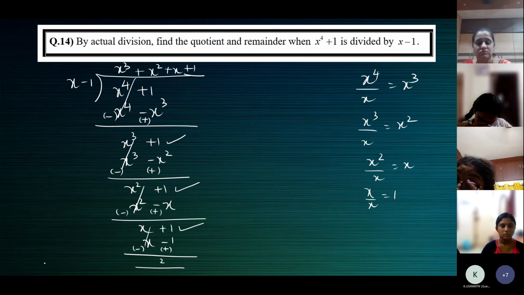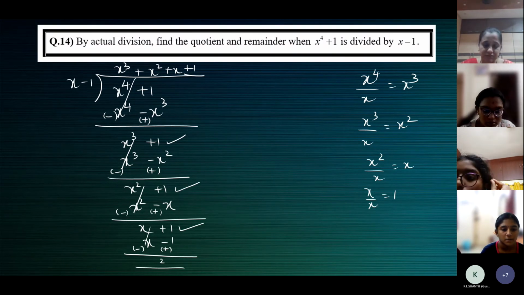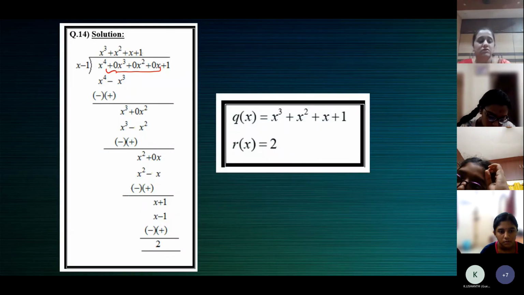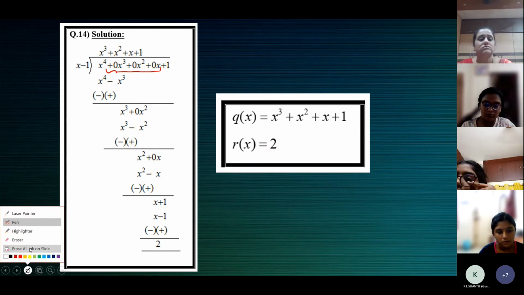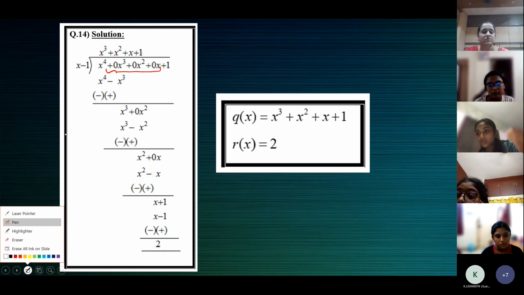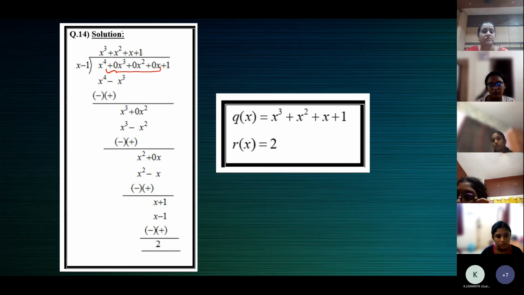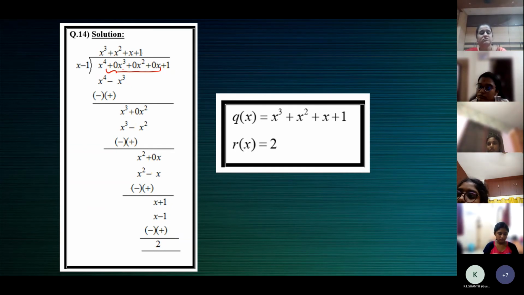Understood, children? Yes, ma'am. This is what we used to do when we were young and were introduced to division. We used to add the missing terms like this: 0x cubed, 0x squared, 0x and 1. Now in 9th standard, I don't want you to do this. You may, if you want, take a picture of this one.